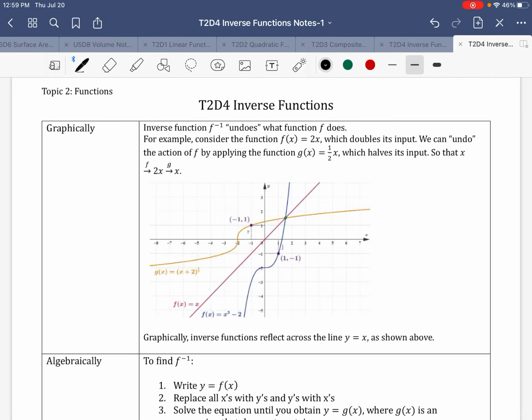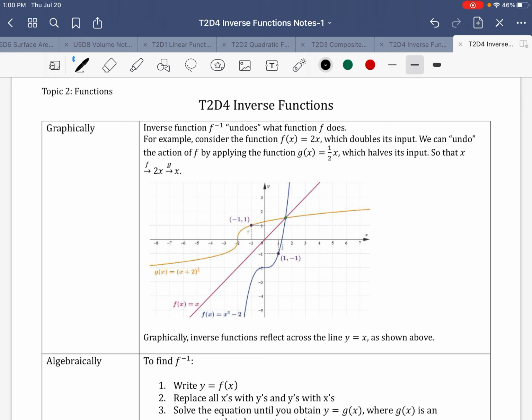Topic 2, Day 4, Inverse Functions. So inverse functions, or f of -1, undo what function f does. For example, if you consider the function f of x equals 2x, 2x is telling you to double the input. And we can undo the action of doubling by applying the function g of x equals 1/2 of x. And 1/2 of x halves the input.